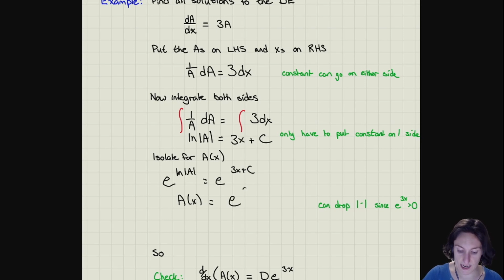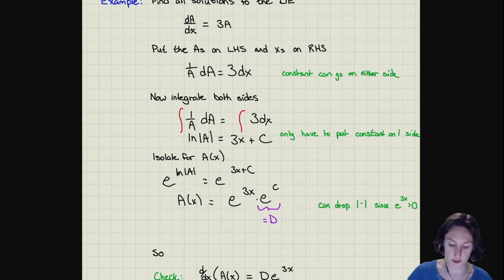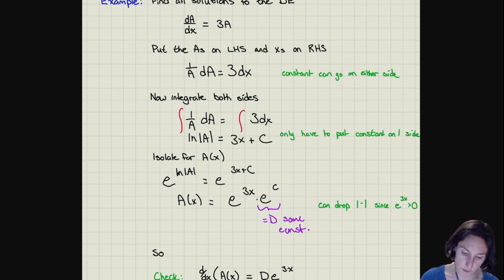But this really means e to the 3x times e to the c. And e to the c, this just represents some number. It's just some constant. Okay, so typically what we do is we just rewrite this, we call it D. Okay, so this is just some constant. And the reason why I drop the absolute values is because e to the 3x is always going to be a positive number. So that's why I was allowed to do that. So as of right now, we can write our answer as A of x is equal to D e to the 3x.